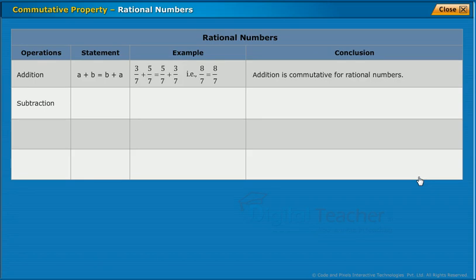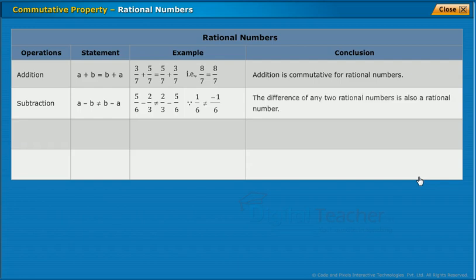Under subtraction, it states that the change in the order of two rational numbers changes the result when subtracted. For example, 5/6 minus 2/3 is different from 2/3 minus 5/6. It concludes that the difference of any two rational numbers is also a rational number.